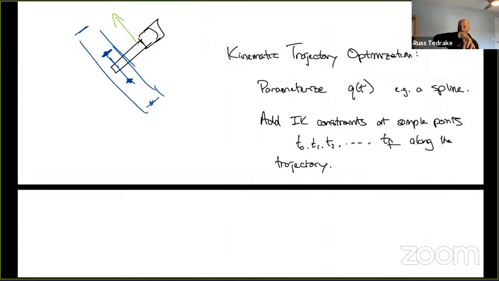Oftentimes, we will make the mug pose a decision variable in the optimization too, okay? And you don't want your mug to run into the world as you move it around. You don't want your arm to move through the world, but those are still just a list of inverse kinematics geometry constraints. And you solve a bunch of them, 10, 40, and you can accomplish these pretty complicated tasks.